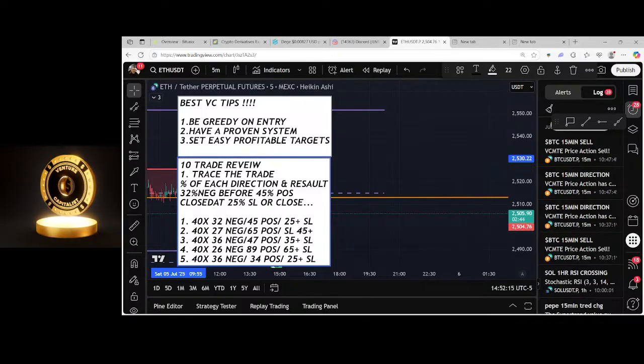Right. Somewhere here your entry is bad. So the number one tip here is be greedy on your entry. This is not being greedy on your entry. This is being impatient. So you need to fix your entries, because here's what's going to happen.